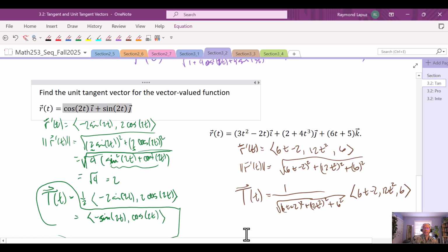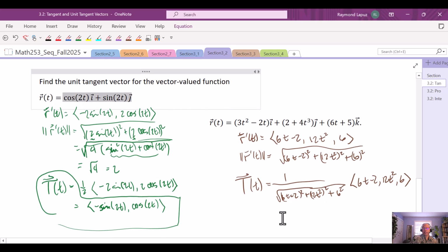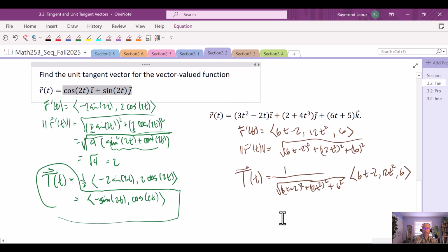In any case, here is the unit tangent vector, and this is the significance of the unit tangent vector: you get a tangent vector of unit length, and that really gives you the only piece of information that's needed for creating a tangent line, and that's the direction.